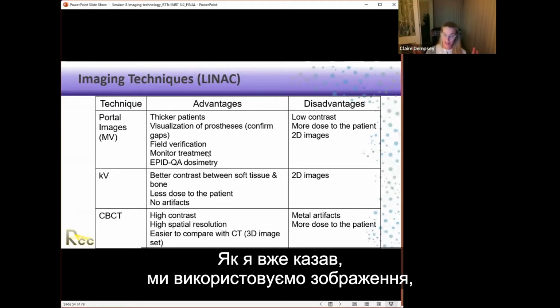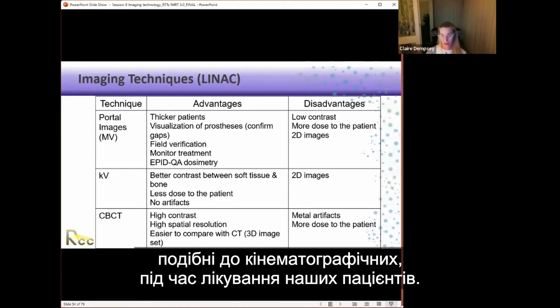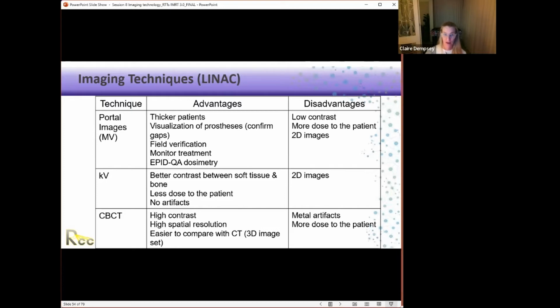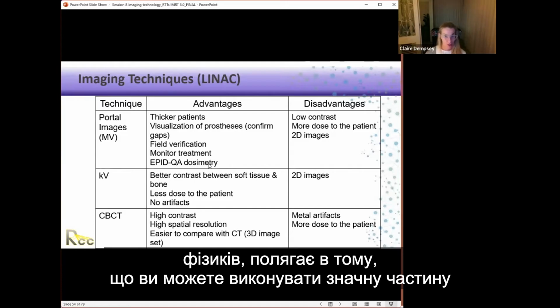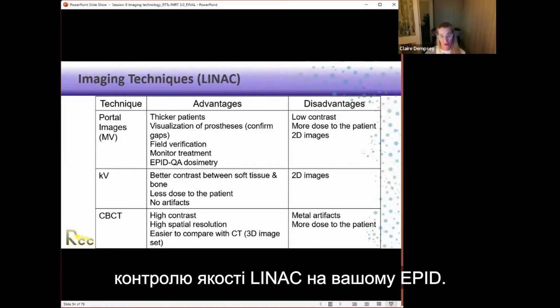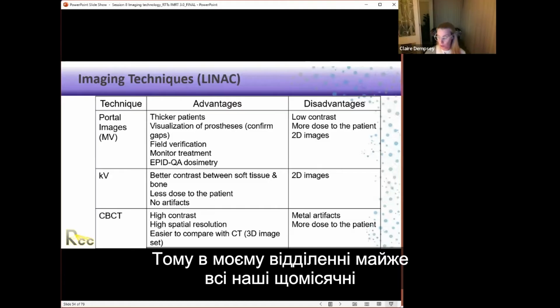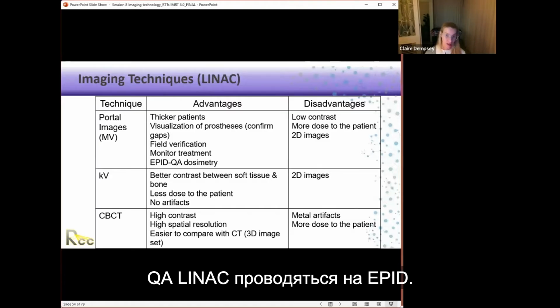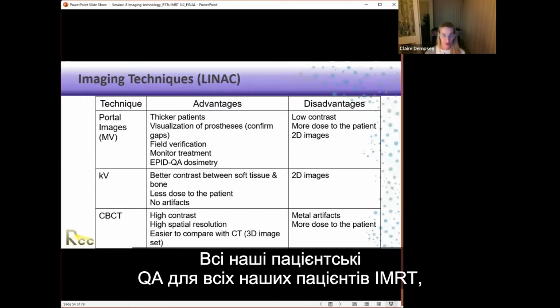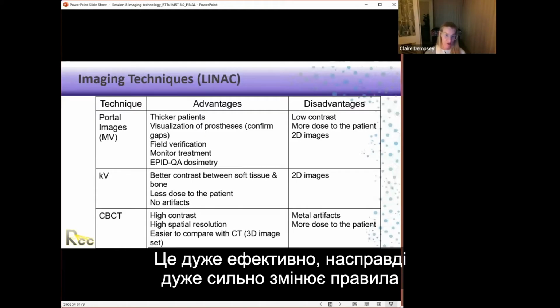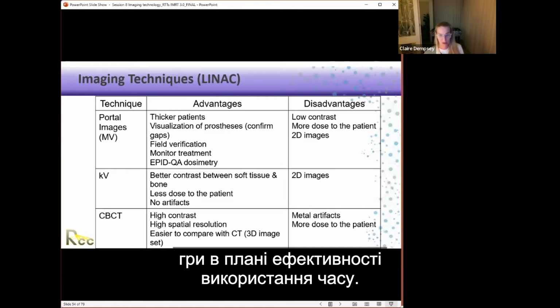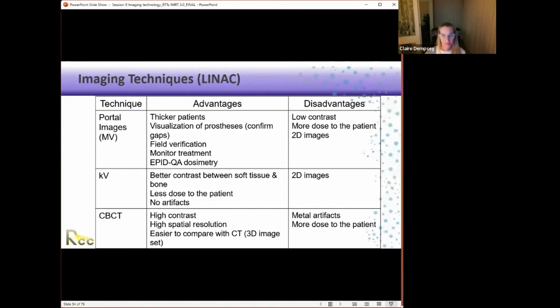Like I said, we use cinema type images throughout treatment of our patients, so we can monitor the treatment as it's happening. Another advantage of portal images for you physicists out there is you can do a lot of your LINAC QA on your EPID. In my department, almost all of our monthly LINAC QA is done on the EPID. All our patient-specific QA for all of our IMRT, VMAT, SBRT patients are done on the EPID. So it's super efficient, actually a really big game changer for time effectiveness.